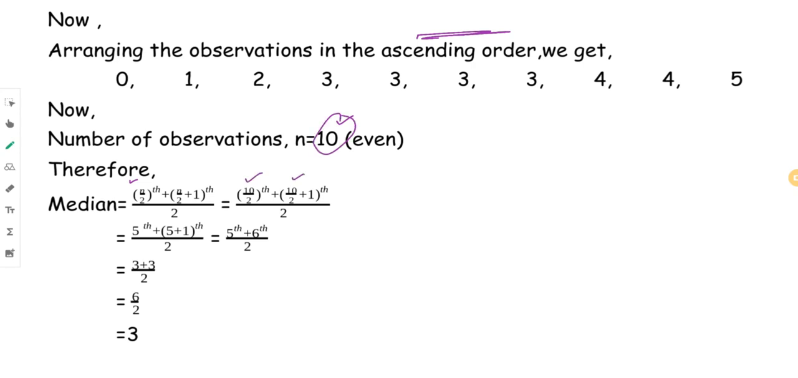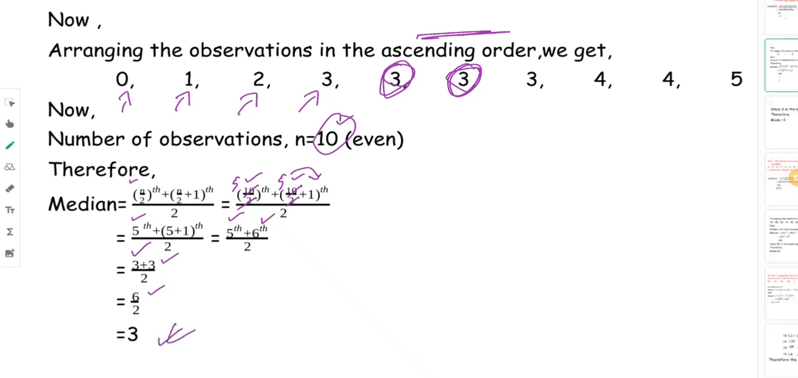Wherever n is, you write 10, and then I can divide now. 2 1s are 2, 2 5s are 10. So I'll have the fifth term here, and here 5 plus 1, which will give me the 6th. Okay, so I have the fifth and the sixth term. So let's see what they are. These are first term, second term, third term, fourth term. So this is my fifth term, right? I've written here 3, and even my sixth term is 3. All right, so 3 plus 3 will give us 6, and then from here we'll get the median to be 3.